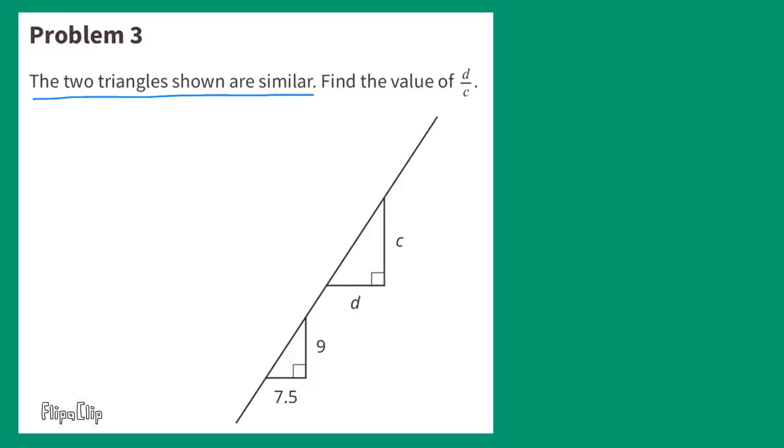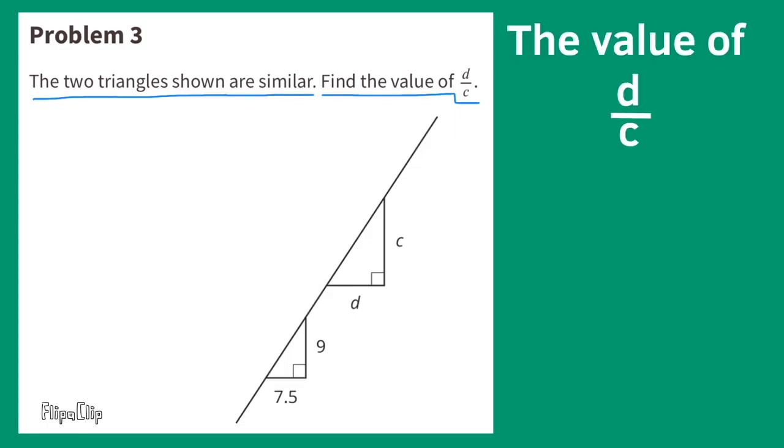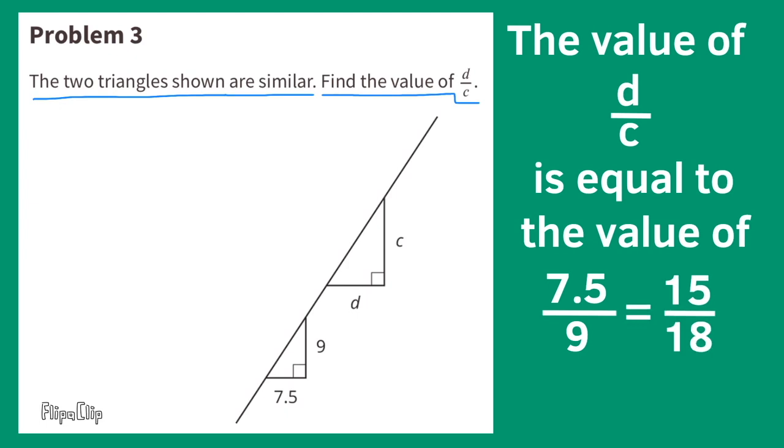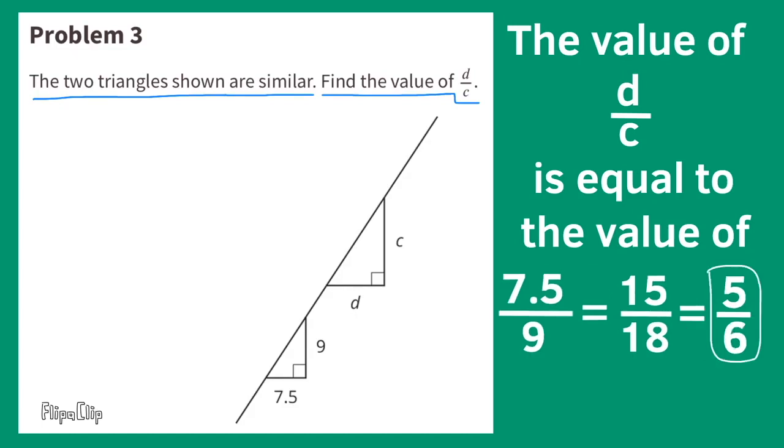Problem number 3. The two triangles shown are similar. Find the value of D over C, or D divided by C. The value of D divided by C is equal to the value of 7 5/10 divided by 9. 7 5/10 divided by 9 is equal to 15/18, or 15 divided by 18, which equals 5/6. The value of D over C is 5/6, or equivalent, like 7.5/9 or 15/18.